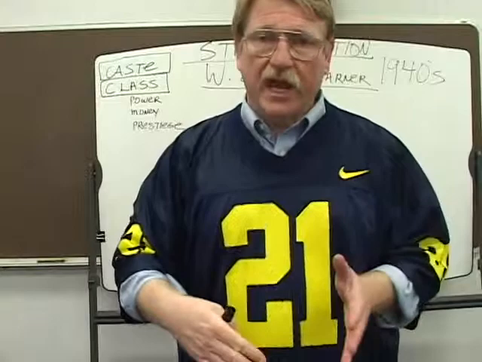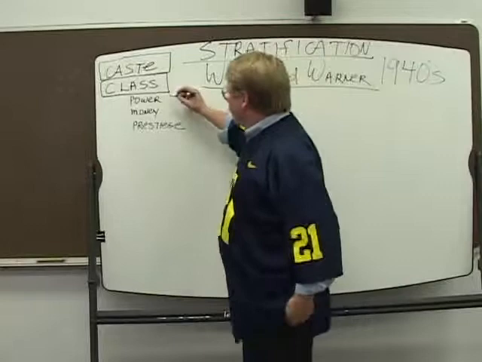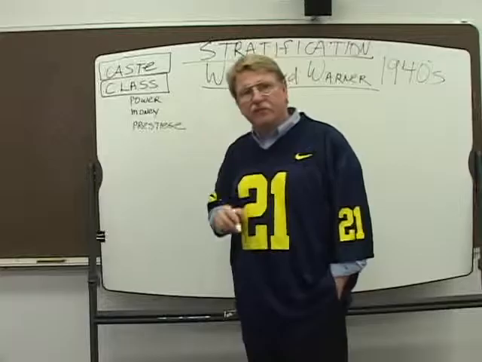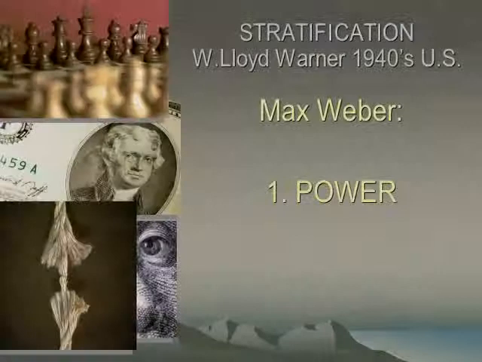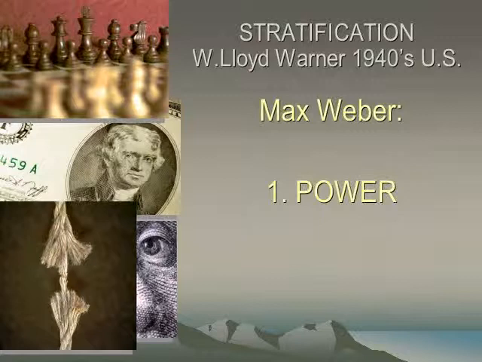So if we look at the idea of class, Max Weber defined it not as just money. So we can't just measure people's income and say you belong in this class, bang, you belong in that class. Because some people in higher classes will have less money than some people in lower classes. That seems counterintuitive. So he says it's not only money, but it's power, the ability to get done what you want done, the influence you have in the community, and prestige, how highly you're thought of by others. So class is determined, according to Max Weber, by power, prestige, and money.